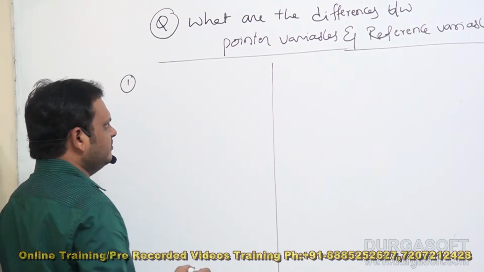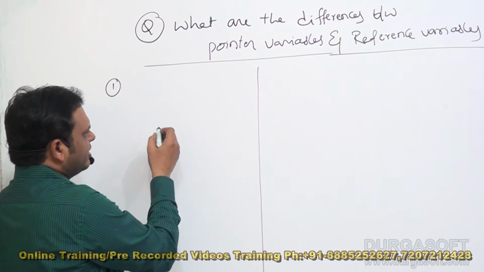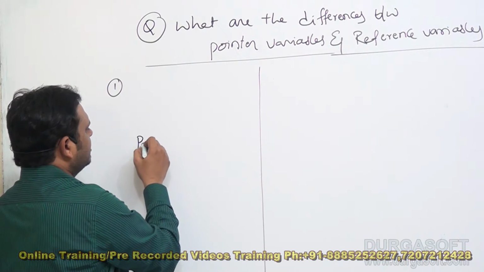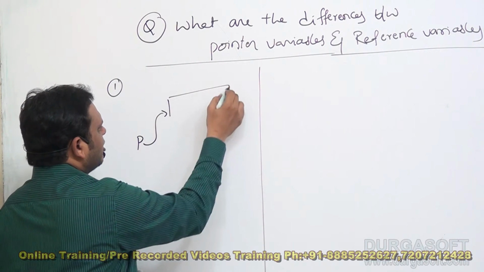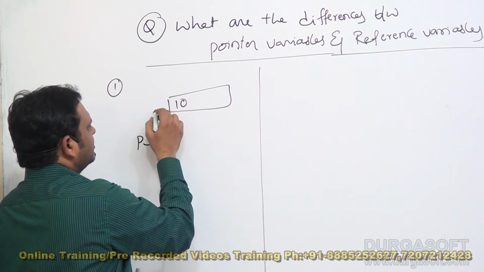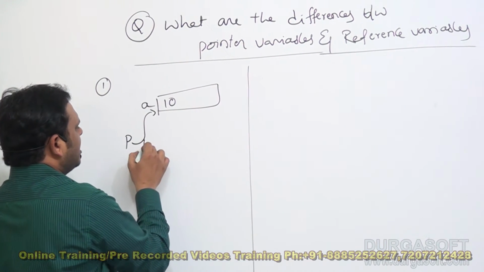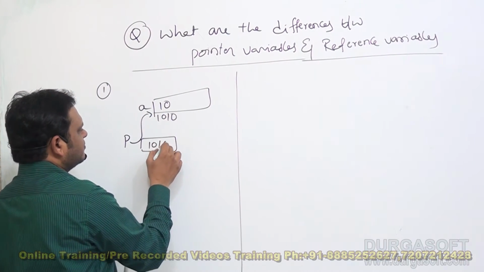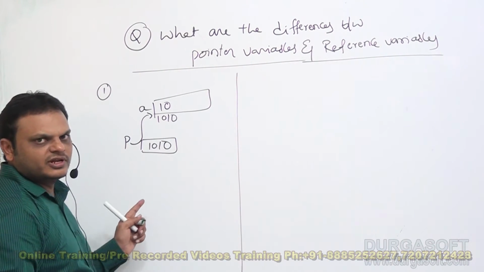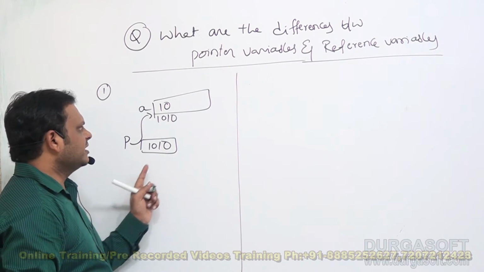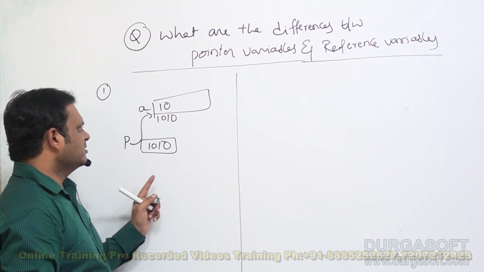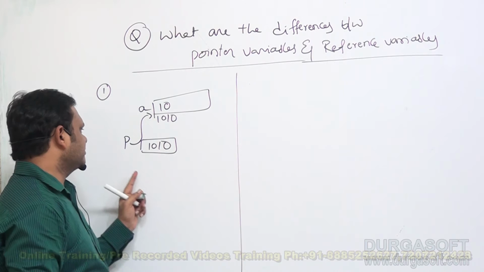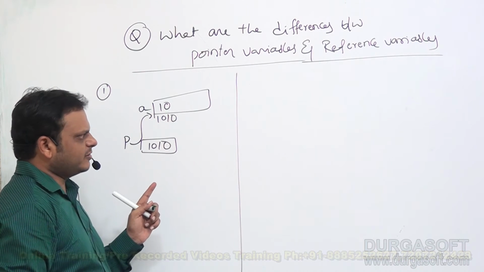Number 1, a pointer variable is a variable able to refer to a block of memory by storing its address location. This is called a pointer variable.